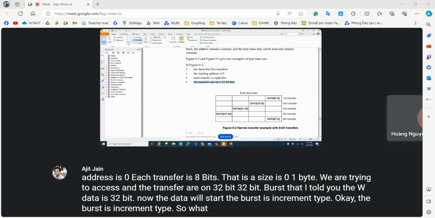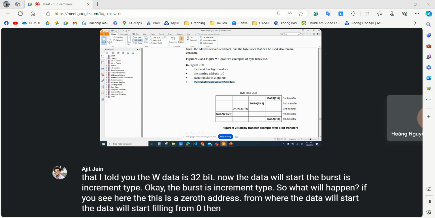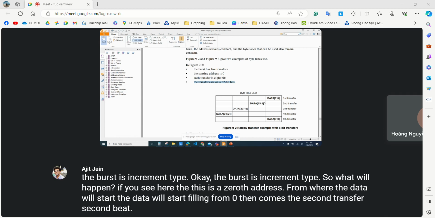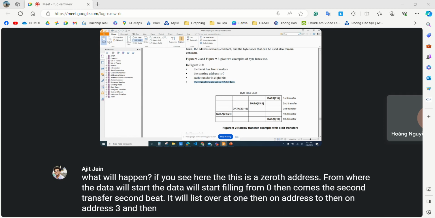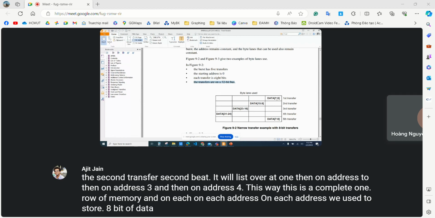So what will happen is, this is the 0th address from where the data will start. The data will start filling from 0. Then comes the second transfer, the second beat. It will be stored at 1, then on address 2, then address 3, and then address 4. This is one complete row of memory, and on each address we store 8 bits of data.